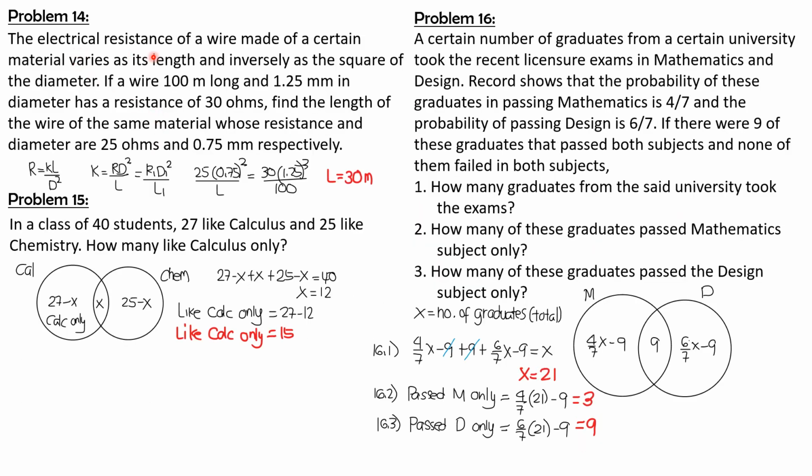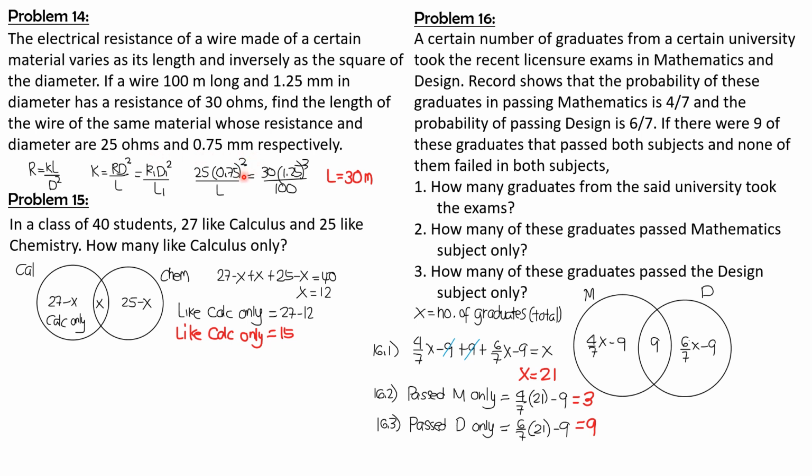Problem 14: the electrical resistance of a wire made of a certain material varies as its length and inversely as the square of the diameter. If a wire 100 meters long and 1.25 mm in diameter has a resistance of 30 ohms, find the length of the wire of the same material whose resistance and diameter are 25 ohms and 0.75 mm respectively.